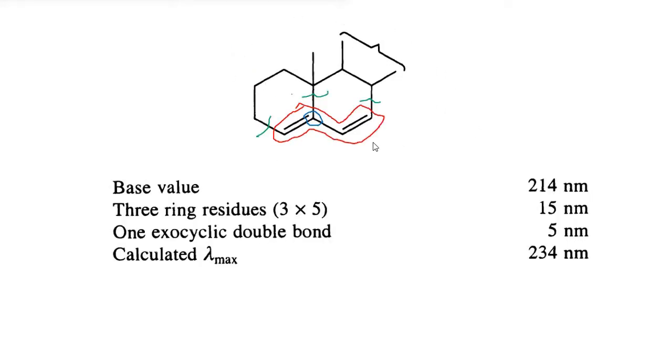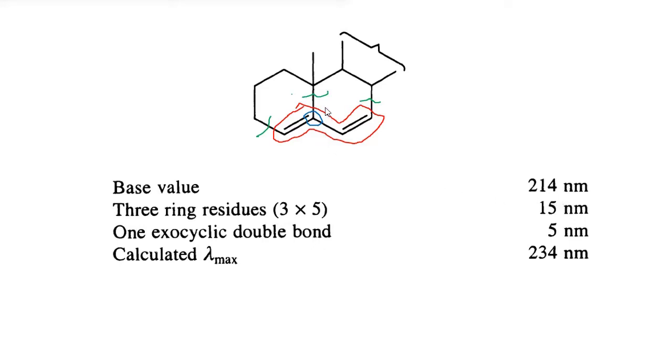Then take this example. It is a heteroannular conjugated diene. It has a base value of 240 nanometer. See our conjugated system, marked in red curve, and there are 3 ring residues directly attached to our system. One is this, another, and another. So 3 ring residues are directly connected to our system, and hence 3 into 5, 50 nanometer is to be added to the base value.